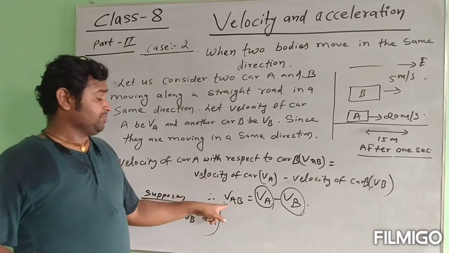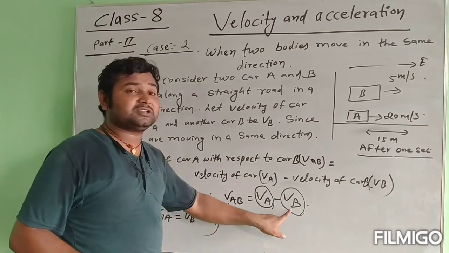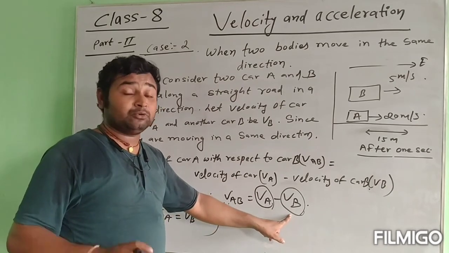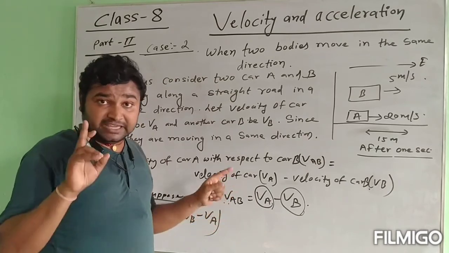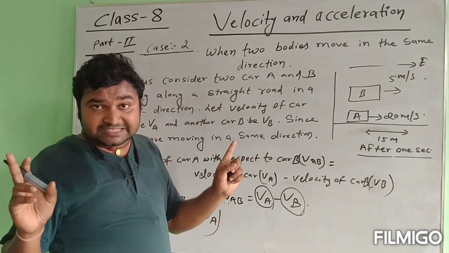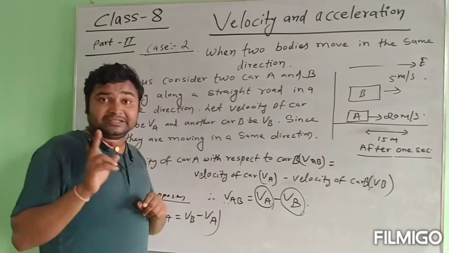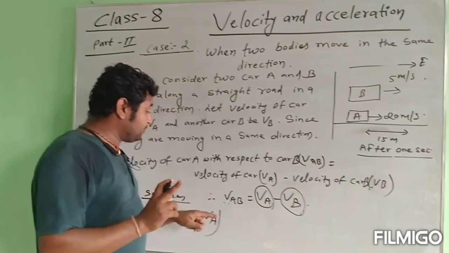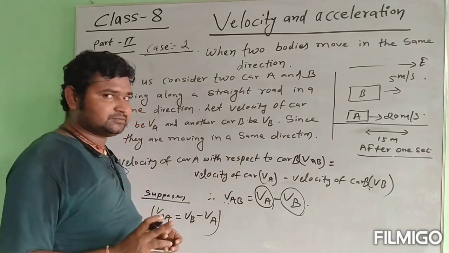If it is the velocity of A with respect to B, then it is the velocity of car A minus the velocity of car B. Then we have to consider the reference in that way. Don't forget it. In which conditions? If the bodies are moving in opposite directions, we have to add. And if the bodies are moving in the same direction with different velocities, then we have to subtract. So don't forget this one. Note.